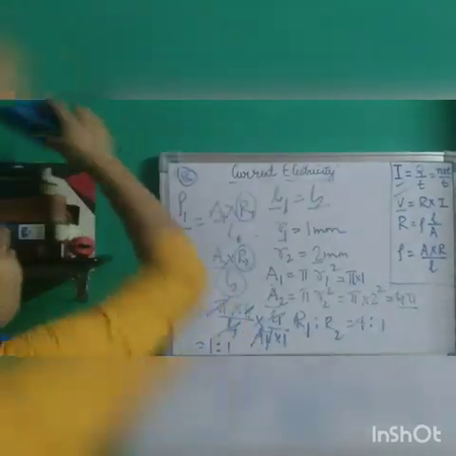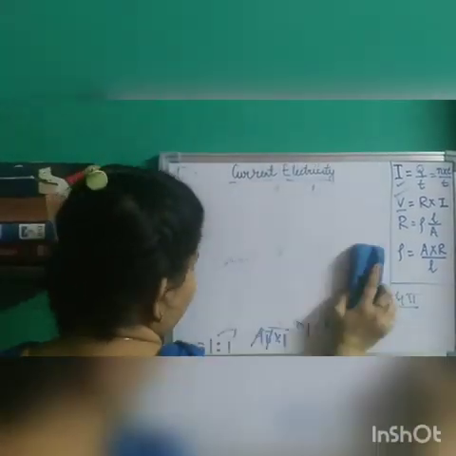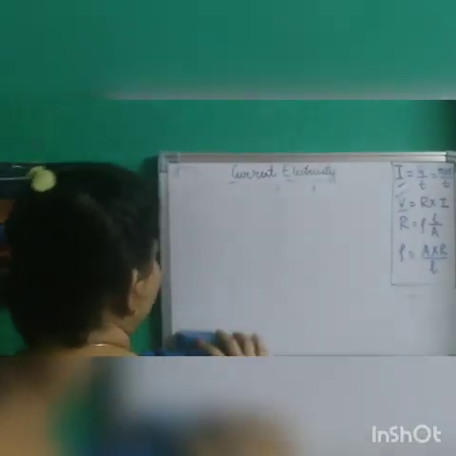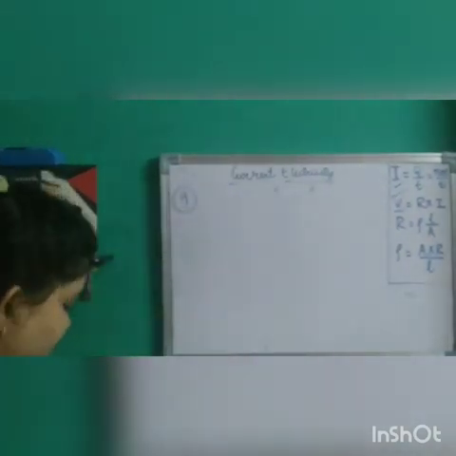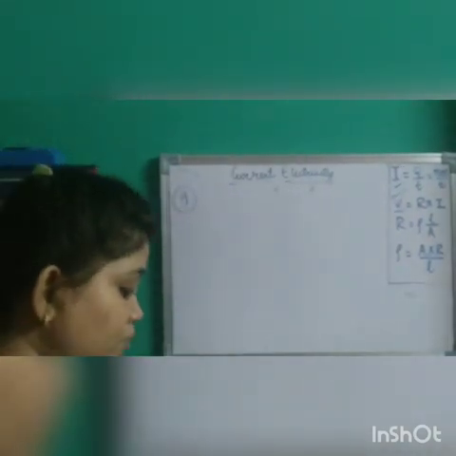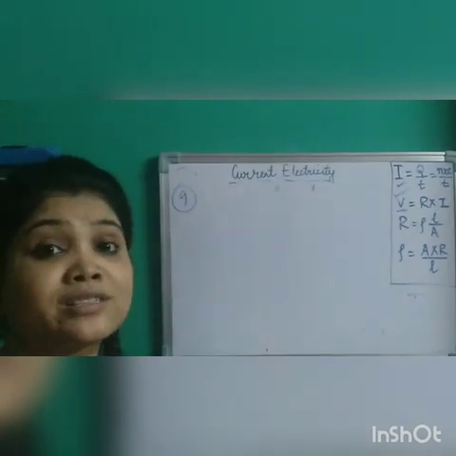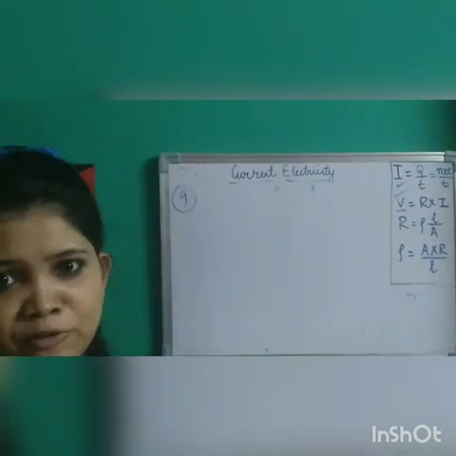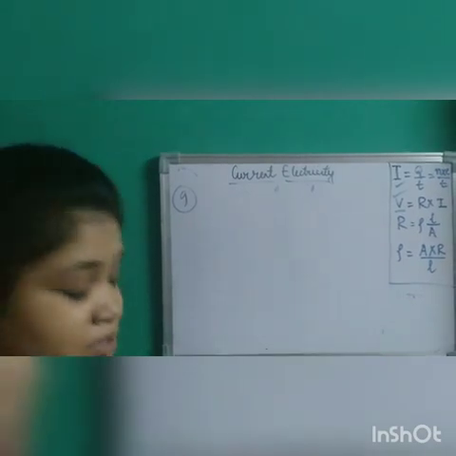Okay, now let us do sum number 9, 10, 11, whatever. Let us do the sums now. Now let us do sum number 9. From sum number 9, students, you have to observe very carefully because these are very important types of sums. So please observe these sums very carefully.